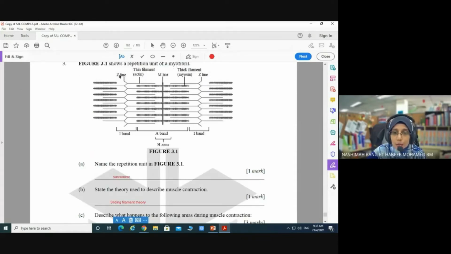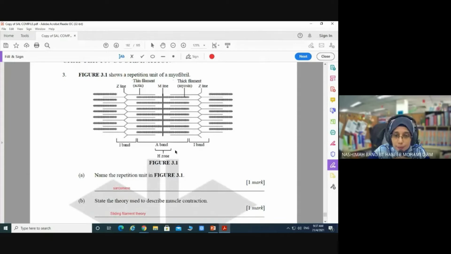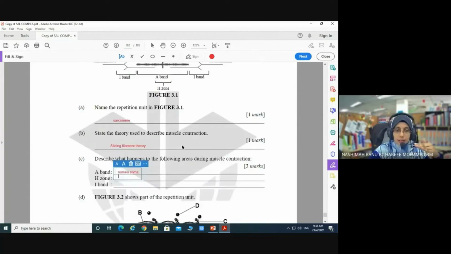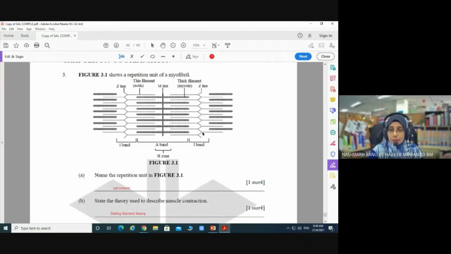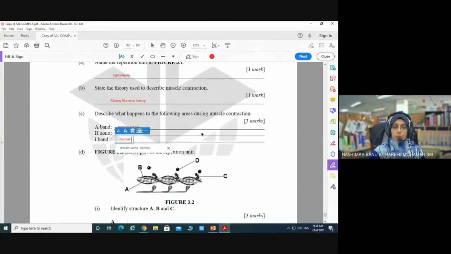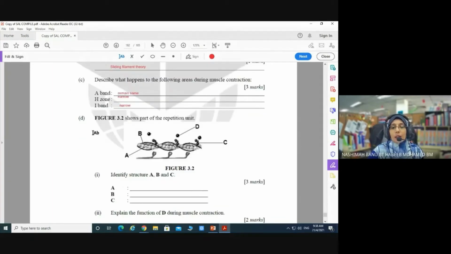Alright, now next, what happened to the H zone? Look at here. Where is your H zone? This is the H zone. The H zone is the gap between the two thin filaments. When the muscle contracts, both thin filaments slide toward each other, but they won't collide, they just slide like that. So the H zone will become narrow. It has started to become narrow. The I band, see? The I band is also the same, because we know the thin filament is moving, so it will also become narrow.